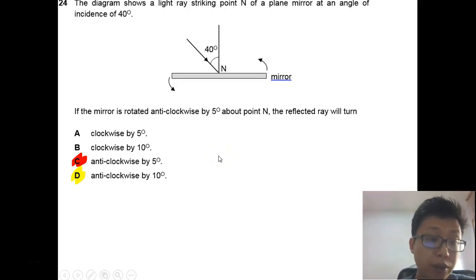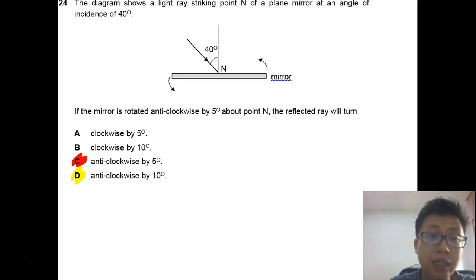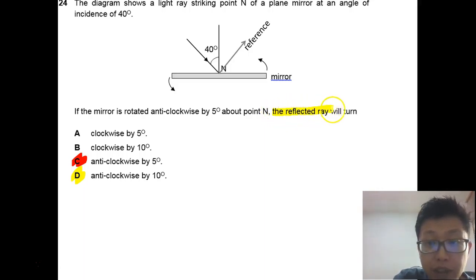Okay, your question 24. So most of you choose C. I think you all don't have time to really analyze it, but if you analyze it carefully, just use a bit of geometry, you should be able to get the answer. So let me go through with you. So the mirror is rotated. Before the mirror is rotated, you should get the reflected ray. Why is it important to get the reflected ray? Because the question is asking you the refracted ray will turn by how much.